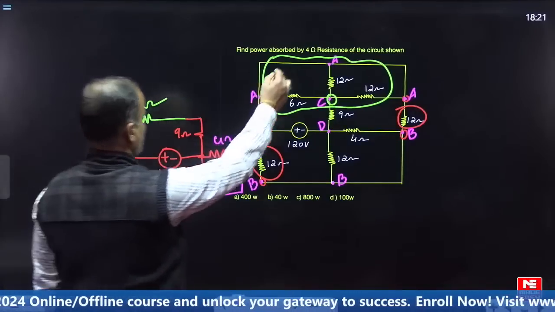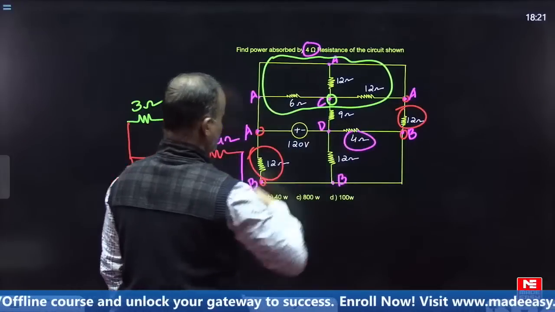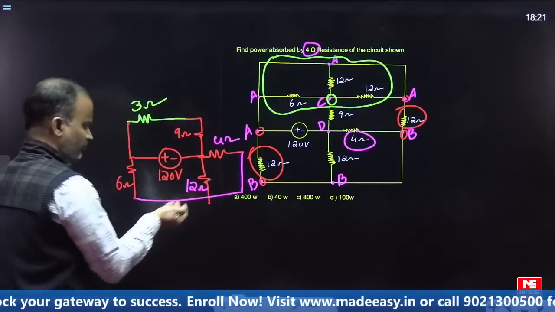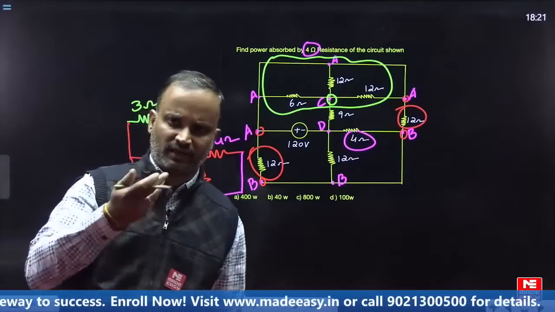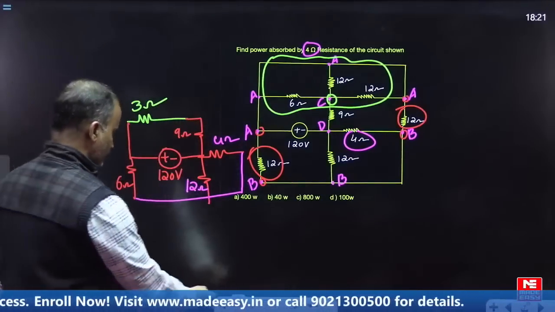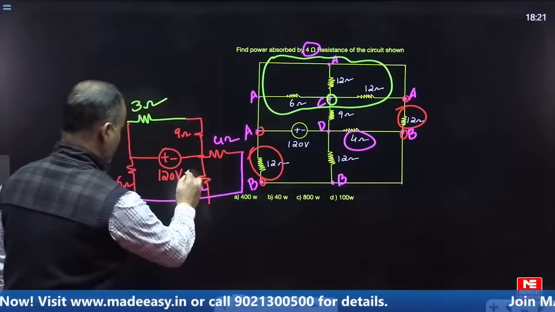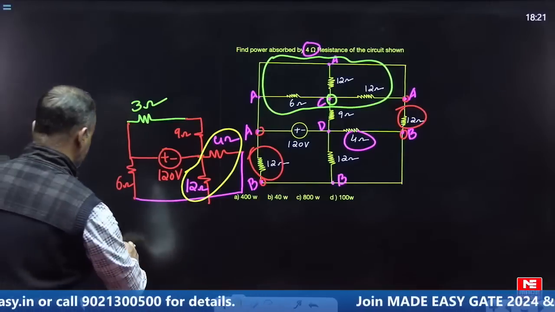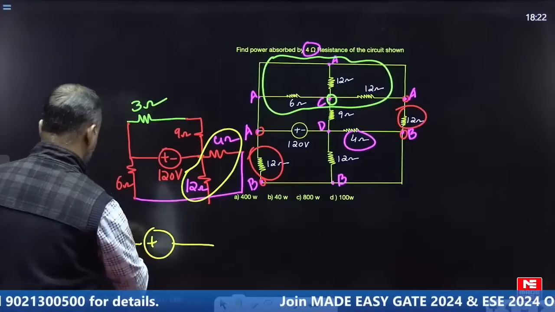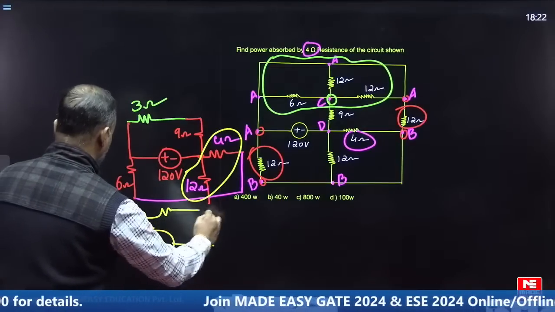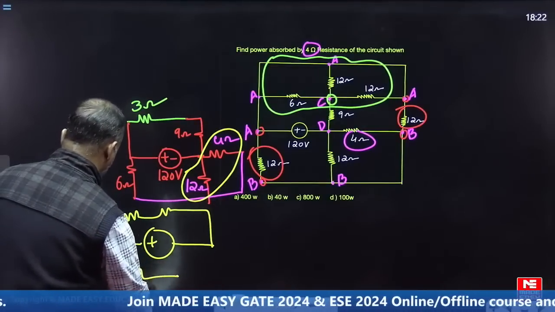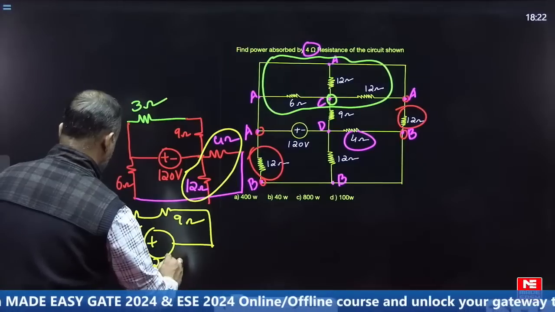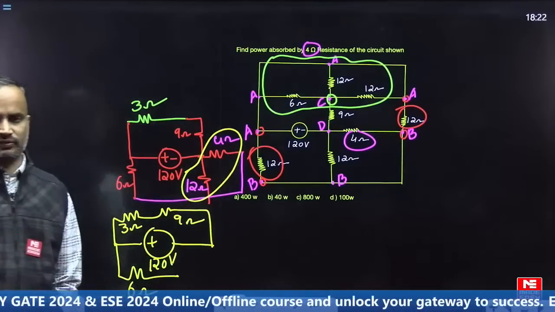But the question is asking for the power absorbed by which one? The 4 ohm resistor. To conclude the power for this one, we need either the current or the voltage across the 4 ohm resistor. An easy way to find that: come to the 12 and 4. Carefully observe, this 12 and 4 are both connected in parallel.